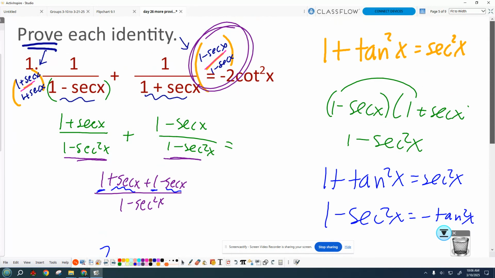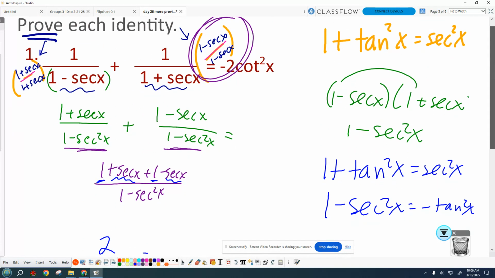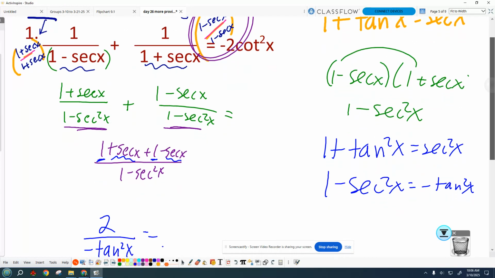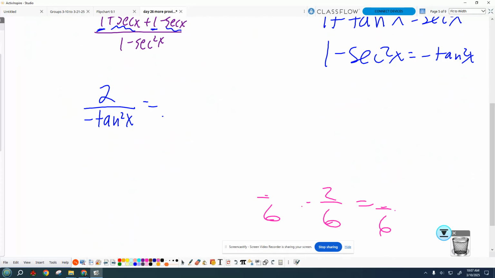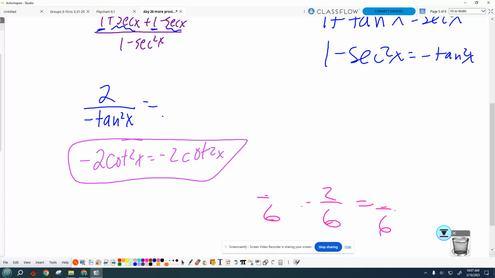And I still don't quite have the other side. Aiden, what do I have to do? So the last step is to recognize that tangent in the bottom of the fraction, so Khalil, it changes name. It becomes cotangent when you move it up. So I get negative 2 cotangent squared equals negative 2 cotangent squared. That is not right at all.